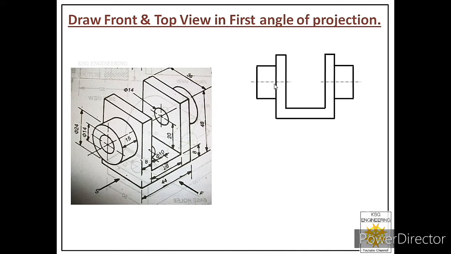So what we will do, from this center line we will measure 7 mm in upward direction. We will mark a point here, and from the same center line we will measure 7 mm in downward direction. We will mark a point. So we have divided the diameter, which is 14 mm, on both sides of the center line. Then we will sketch two hidden lines at that distance.